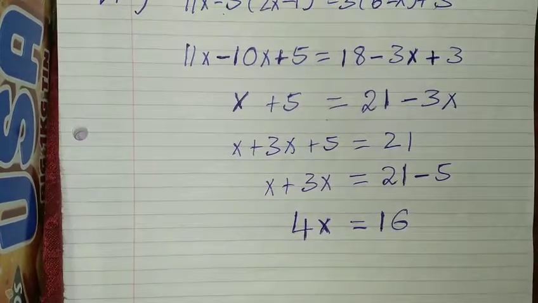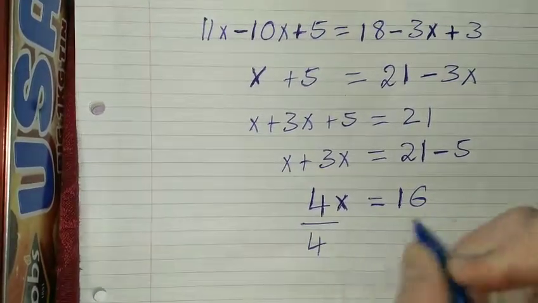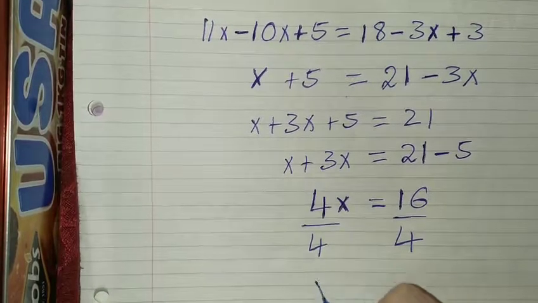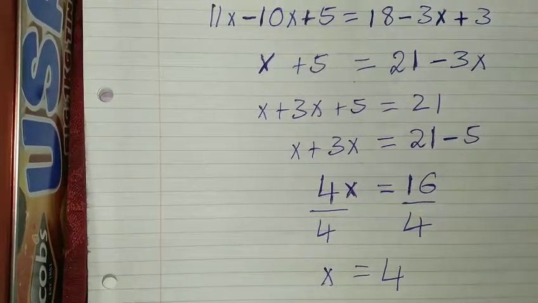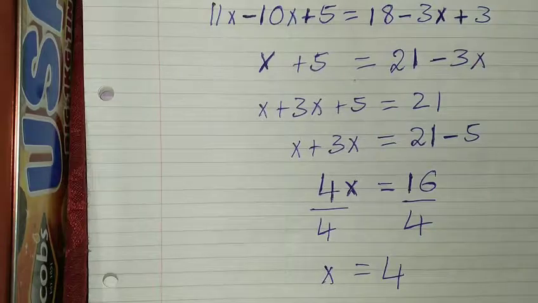So then I can divide both sides by 4. So divide both sides by what's attached to the x. So then I get x is equal to 4. And that is my answer for that.